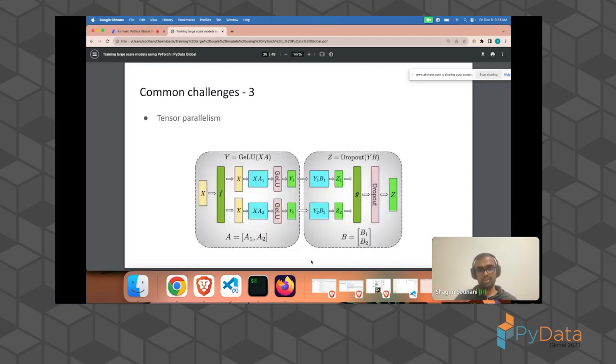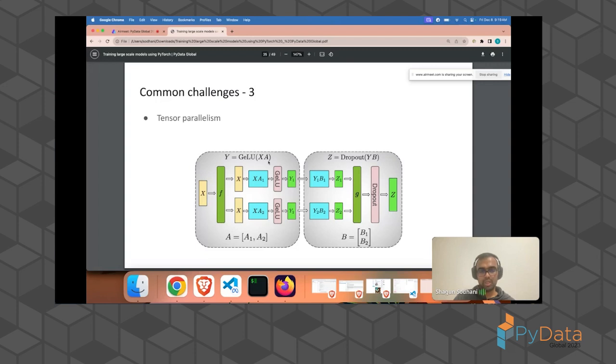An example of this is shown here. So let's see what it is that we are trying to do. Let's say we are trying to compute the output Y, which is GeLU of XA. So X is our input, A is our weight matrix, GeLU is a non-linearity. It's a pointwise non-linearity. Think of it as ReLU, for example. So I get my input X. I basically create two copies of my input, X and X. So I have two copies of my input.